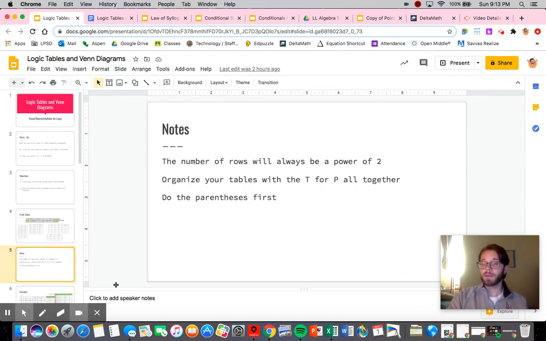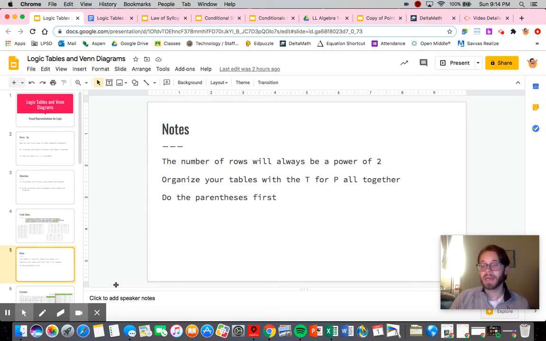So again, a few notes. As we said, it'll always be a power of 2, as I had counted: 2, 4, 8, 16, 32. We're never going to go to the 32. Honestly, we're not going to do the 16. We'll do some 8s, but that's the extent of what we're going to do. Organize your tables with the T's, the truths together for the P. Make sure you're trying to follow that general notation for simplicity and ease.